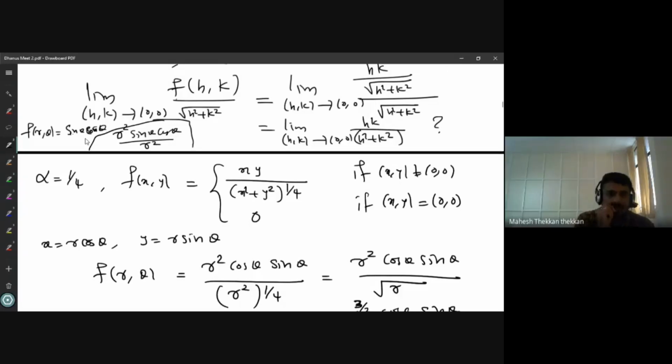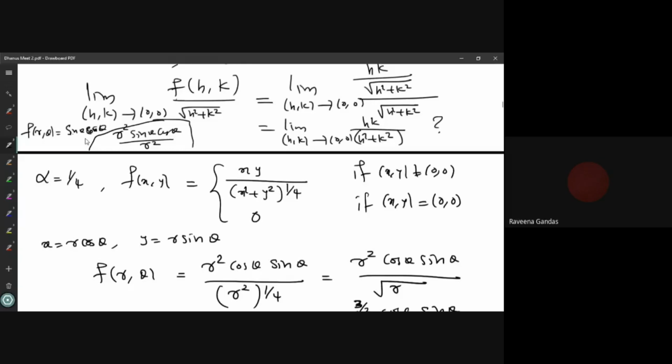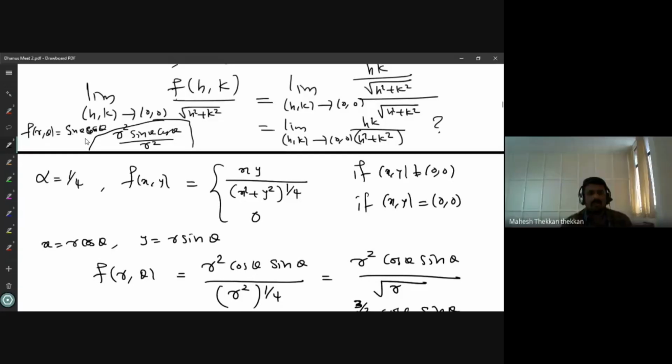In general, is it true that if the limit does not exist, then the polar coordinates also do not give any result? Even if the limit does not exist, by converting to polar coordinates you can tell that it does not exist. In this way, you can say it.